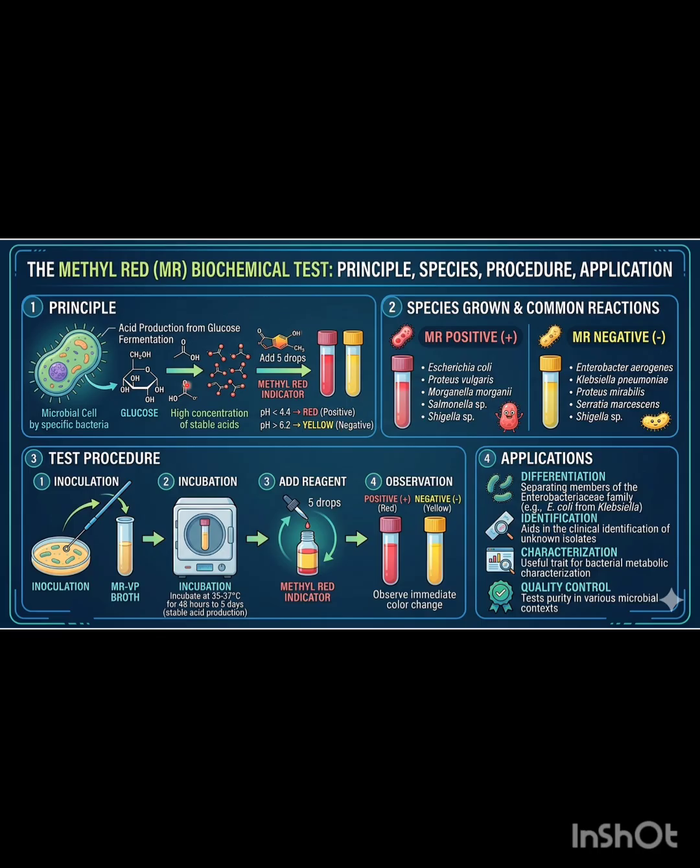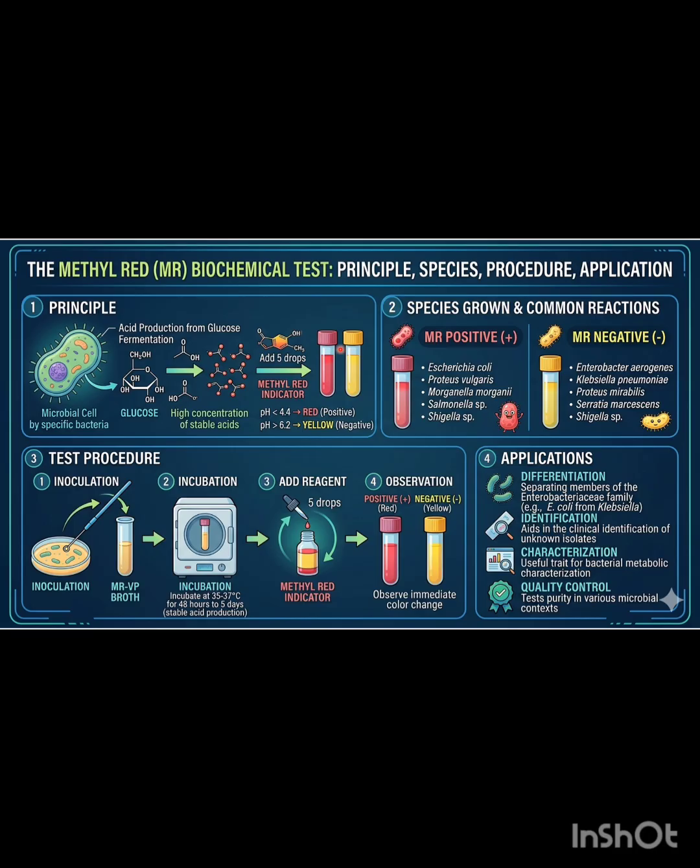So we will be adding methyl red as an indicator. What this indicator will be doing is, if more acid is produced, it will give us a red color. If no acid is produced, if the pH is still basic, then we will get a negative result, which means yellow color.